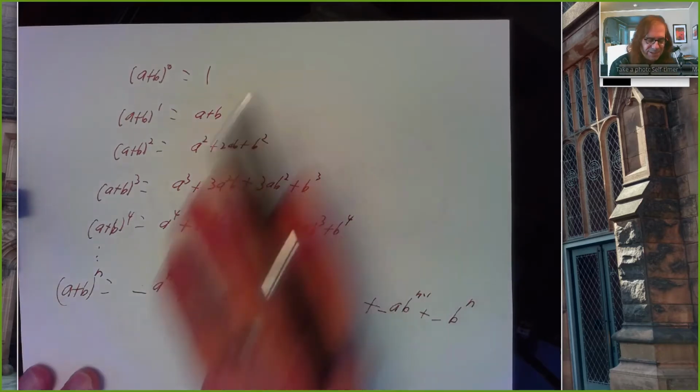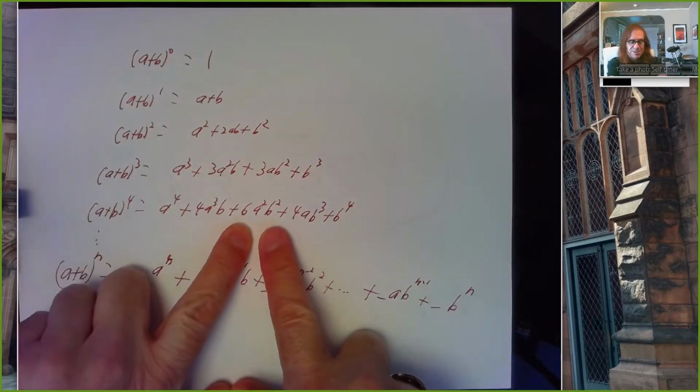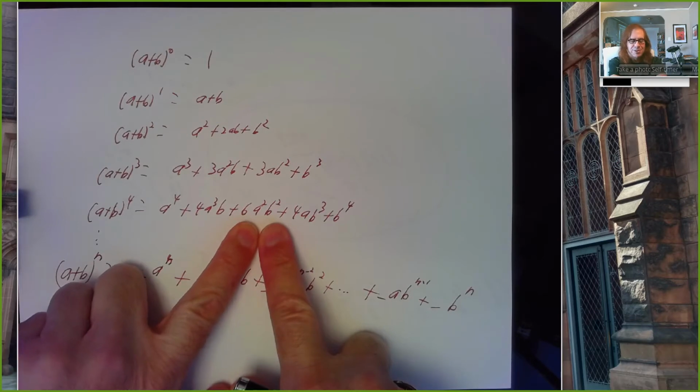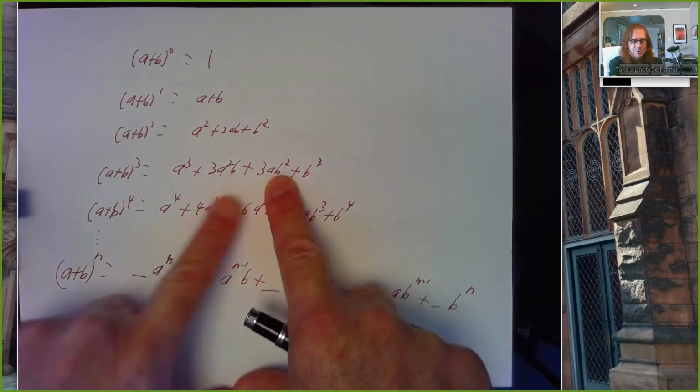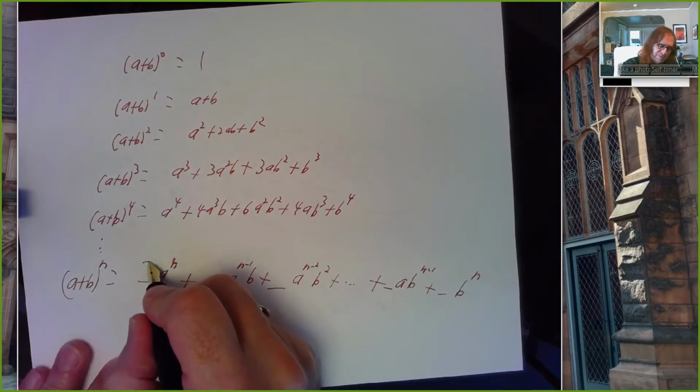And if you multiply these out by hand and you play with it a little, what you'll see is that for each of these monomials, the exponents of a and b always add up to 4, or 3, or n. And that's not too hard to see by playing with this, and you can actually prove it with a little induction argument. But what's interesting is, what are these coefficients?